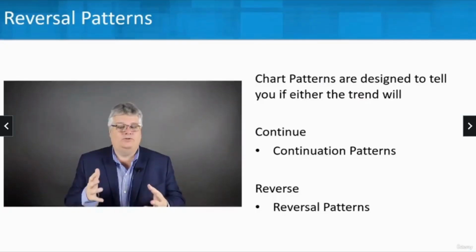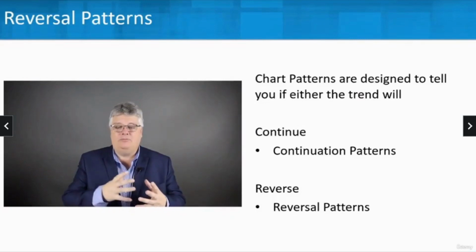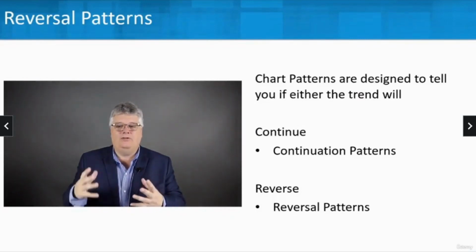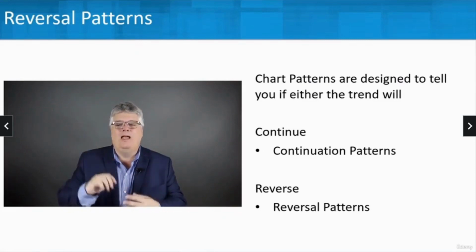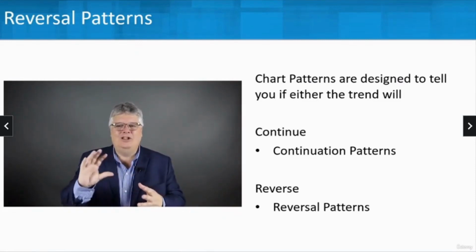So chart patterns, as we know, are designed to tell you if an established trend, that's key, that there's an established trend either up or down, will that trend either continue, a continuation pattern, keep going the same direction of the trend. Let's say it's an upward trend, it would keep going upward. Things like triangles, rectangles, dead cat bounces are continuation patterns.